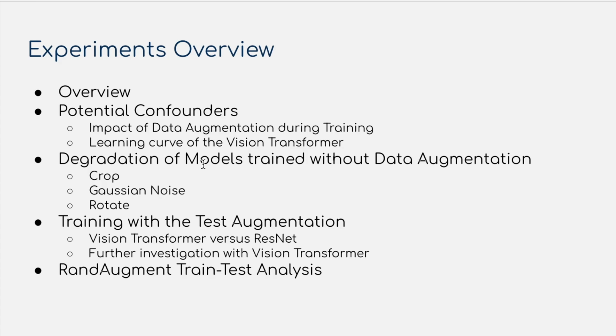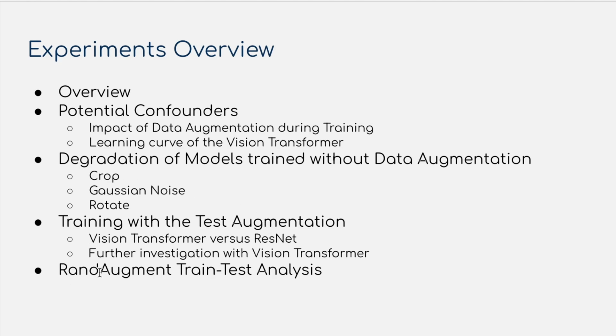Then we'll show the degradation of models trained without data augmentation. This has huge implications for the lack of robustness in these deep computer vision models, more generally outside of our particular linking between the priors and augmentation and architecture. Then we'll describe training with the test augmentation, how using cropping during training helps with the test performance. In our case, it doesn't help.